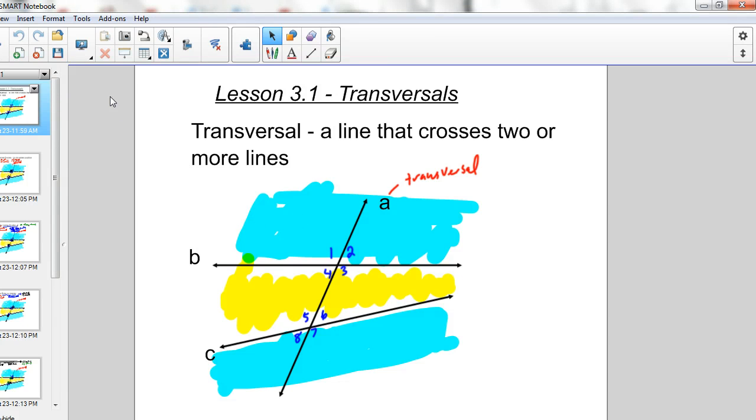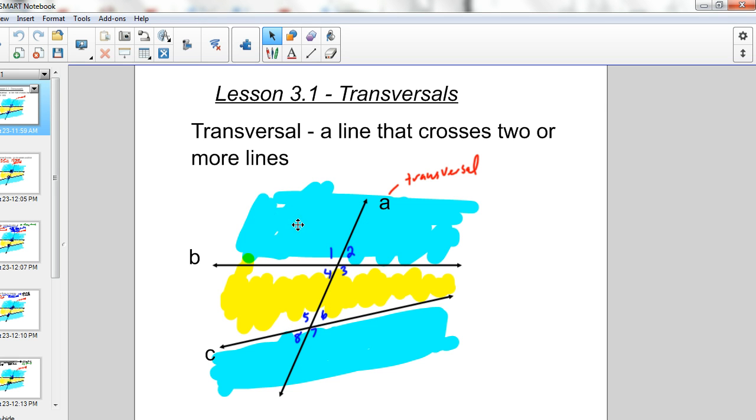Well, hello, geometry. Okay, we're going to start with a brief review of what we did earlier today in class. So we talked about transversals. If you have a line that goes across two or more lines, it's called a transversal, and it creates four angles here, four more angles here.